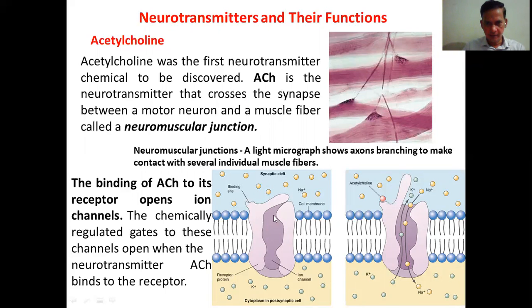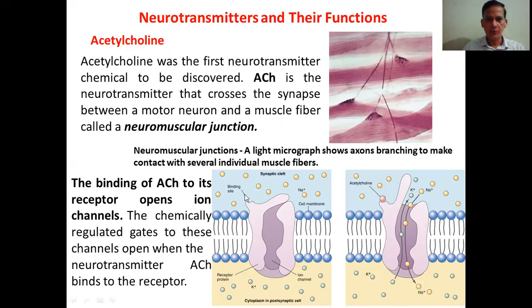Now here you can see a little bit of detail of what we saw in the previous slide. In the synaptic cleft, we have a lot of acetylcholine molecules. These acetylcholine molecules will bind to the receptor which is present on the muscle cell at the neuromuscular junction. You can see this is a specific site where the acetylcholine is going to bind. Initially, before the binding of acetylcholine, this receptor protein, which also has an ion channel, is closed. Here we see the closed structure.